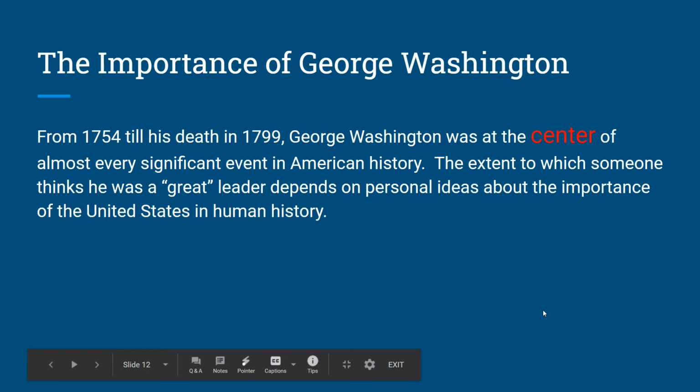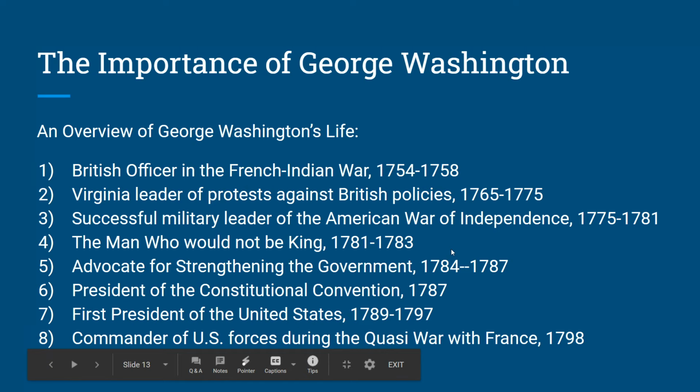So the importance of George Washington. Why is he important to the story? It's very simple: from 1754 until his death in 1799, George Washington was at the center of almost every significant event in American history. Not on the periphery. He wasn't an outlier. He was never an outlier. He was in the center of almost every significant event. The extent to which someone thinks he's a great leader depends on personal ideas about the importance of the United States in human history. So let me give an overview of his life.